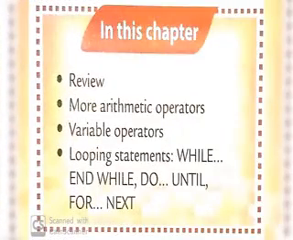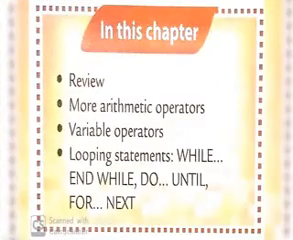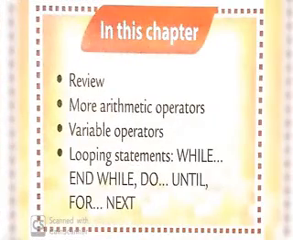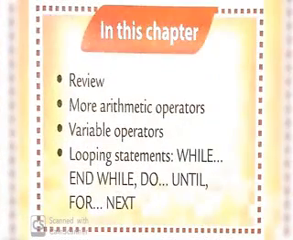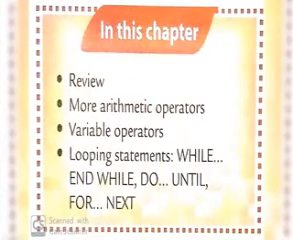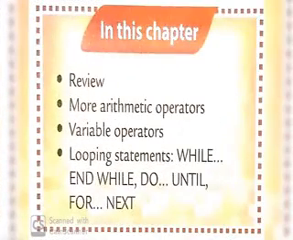Now in this chapter you are going to see more arithmetic operators, some variable operators, and looping statements. Here the names are given: while, end while, do, until, for, next. Although I have not included these things in this part of the video, in the next video it will be available. So we'll continue further. What are the other things in the BASIC language? We have to wait for the next slide.